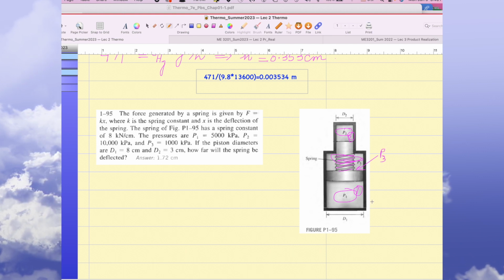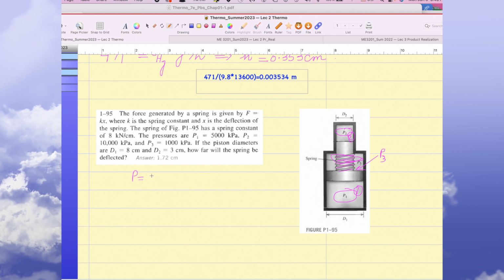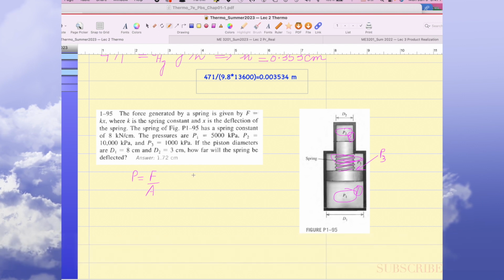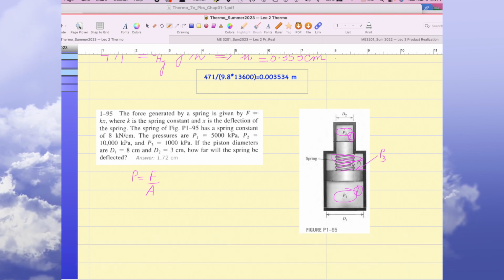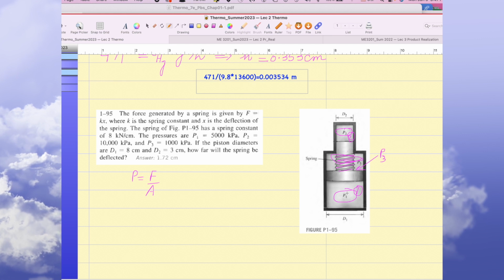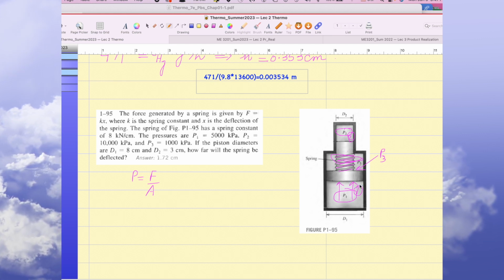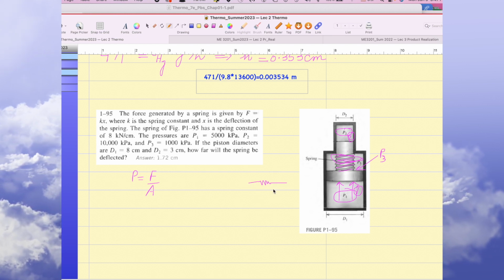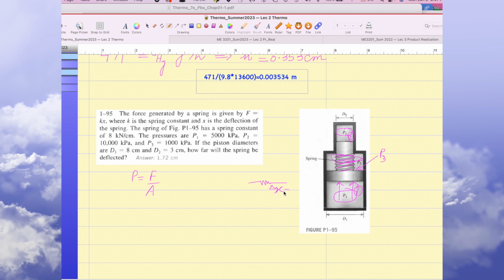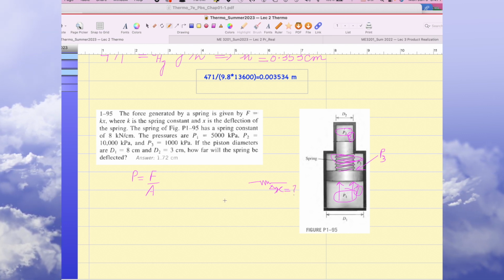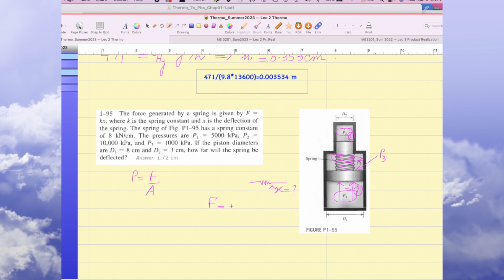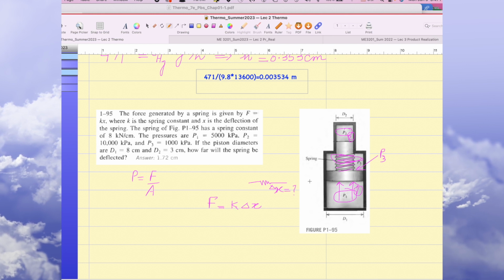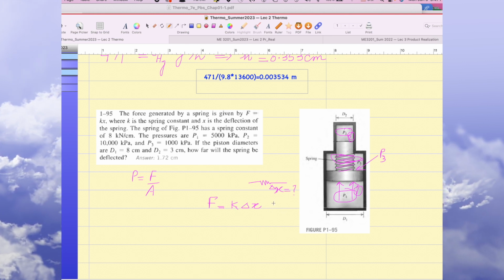So these are three pressures, and you know, pressure equals force over cross-sectional area. This you already know. And now also, when this piston is lifted upward, the spring is squeezed. So you have to find out what the deflection in the spring is. You know that the force due to the spring deflection is equal to K times delta X.